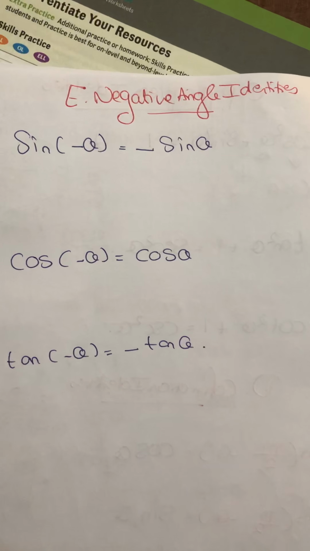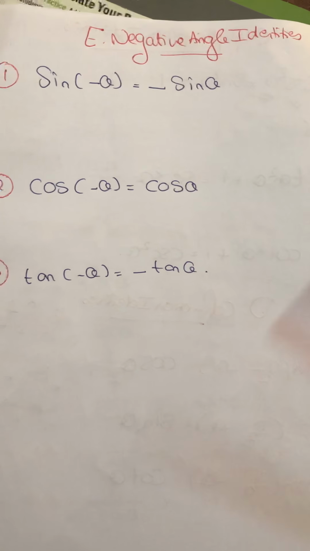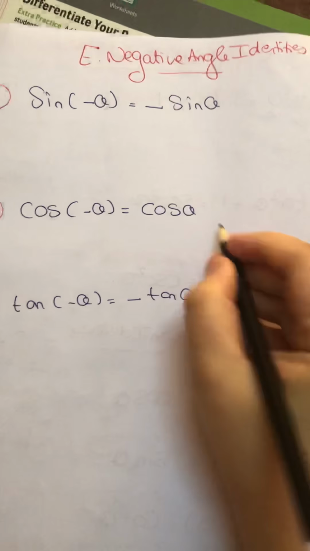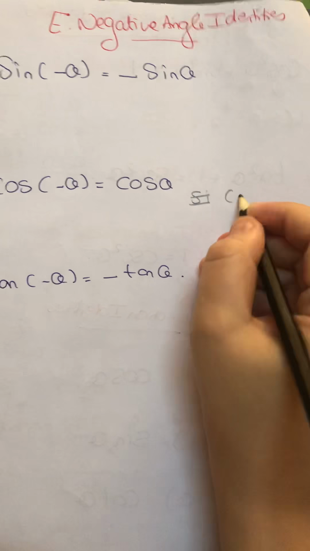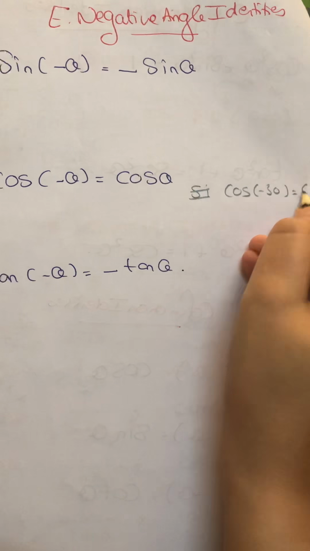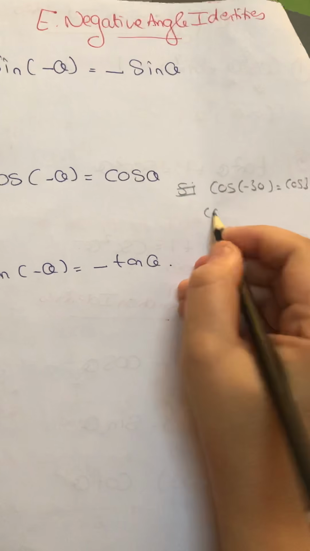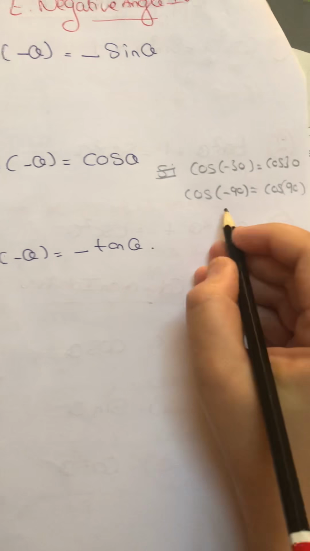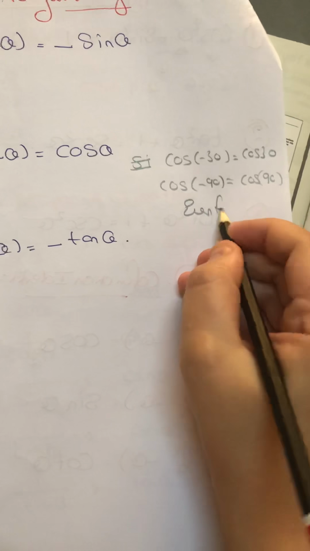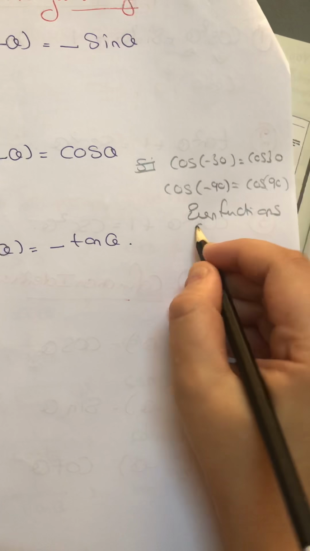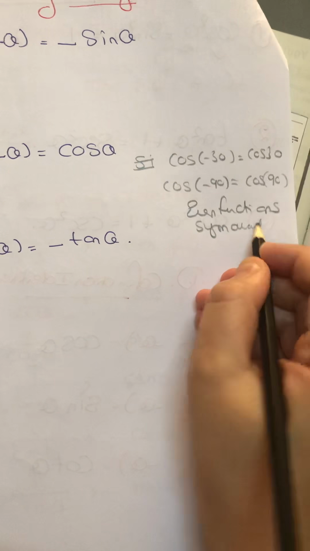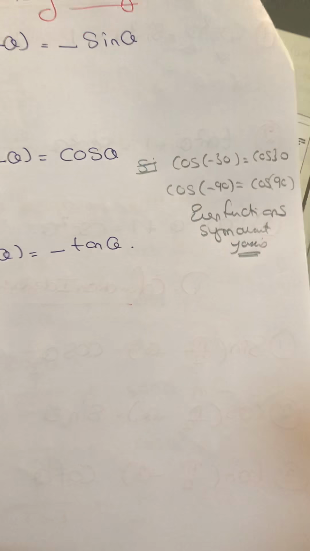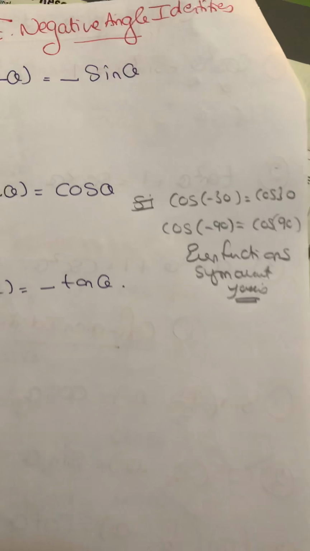There are negative angle identities as well. I think we did deal with these before also. I tried in between telling you that, for example here, cosine negative 30 is the same as cosine 30, and cosine negative 90 is the same as cosine 90. And here we spoke about even functions. Even functions are symmetric about the y-axis. Okay, how can I prove that to you?